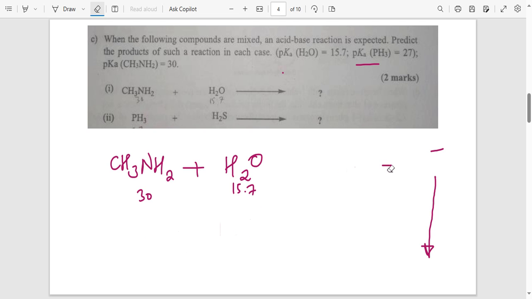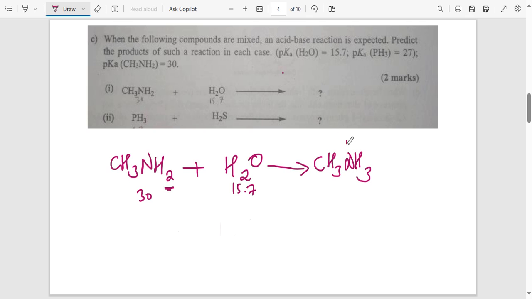Okay, so for the first one, we are given the pKa for both water and the other reactant. The other one is 30, the other one is 15.7. So we said the lower the pKa, the stronger the acid. And acids are proton donors. So what water will do is that it will donate a proton to the other compound. So it had two protons, there will now be three. So when something gains an extra proton, it will become positively charged. Then the water will become negative because it has lost the hydrogen, so it's now hydroxide. Is that okay?